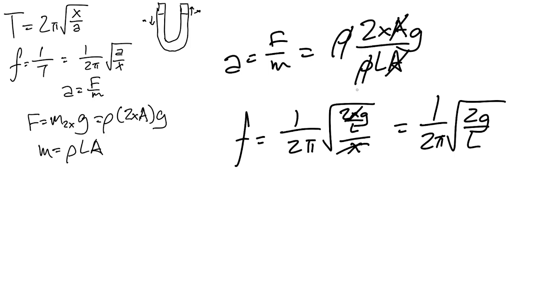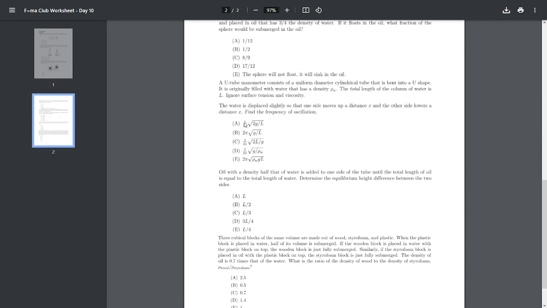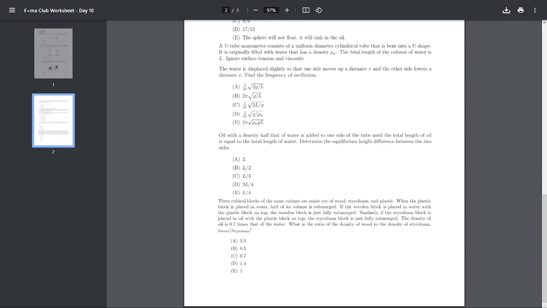And if we check back on our worksheet, sorry for the delay, but we've actually solved this twice, and that's going to just give us a, which is 1 over 2 pi times the square root of 2g over L, right? Okay, next, so this is the second part of this problem, remember?